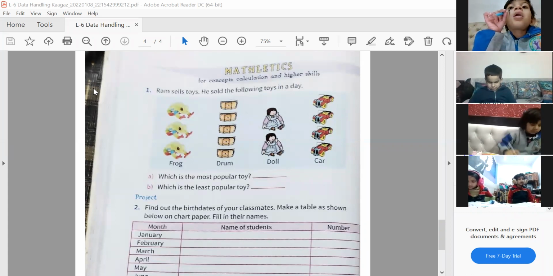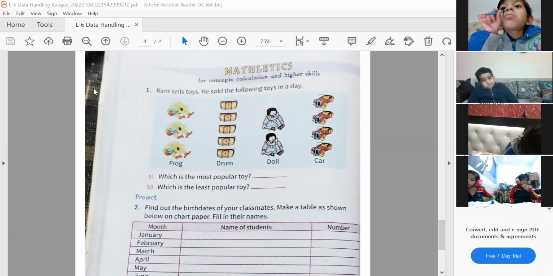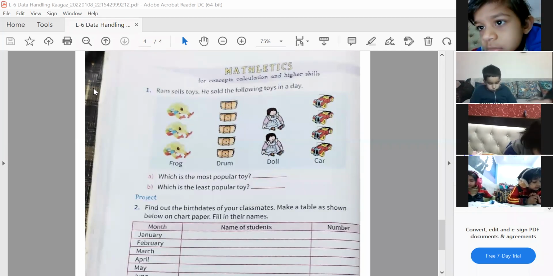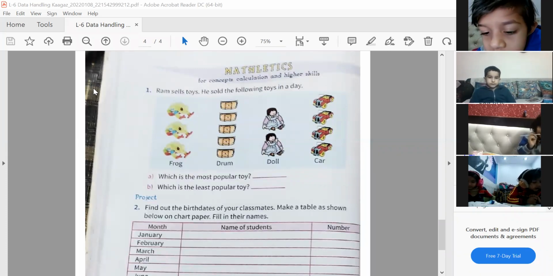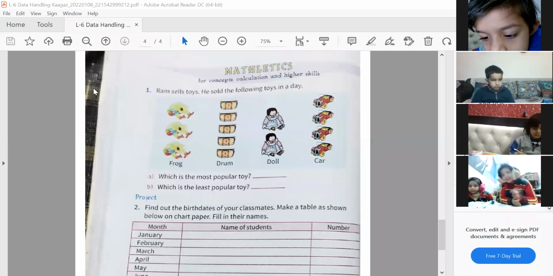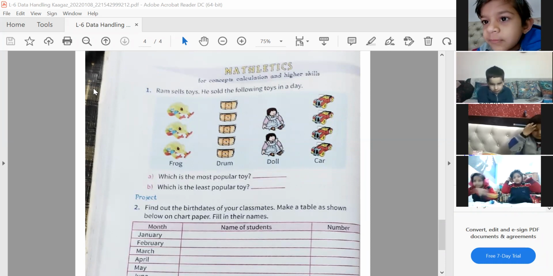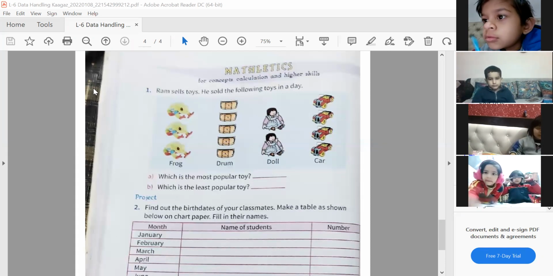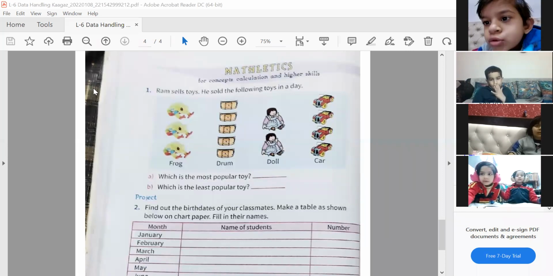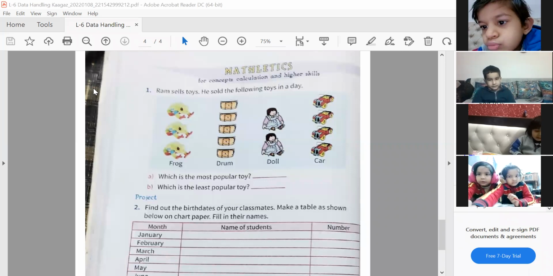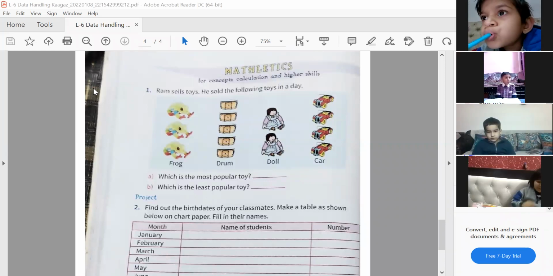First question. Ram's toys. Are you eating something? Read the following in a day. These are Ram's toys you can see. Read the names of the toys. Frog. Drum. Doll. Car. Yes. So these are the toys.